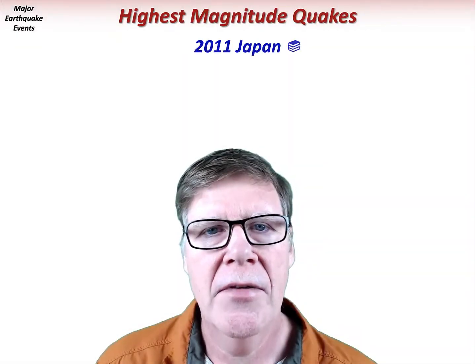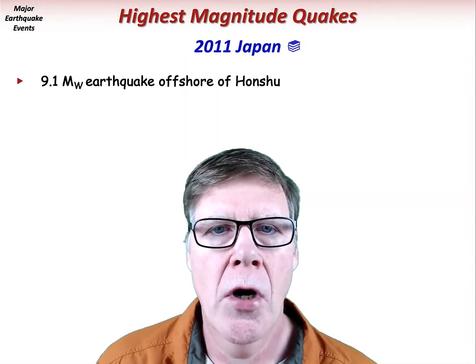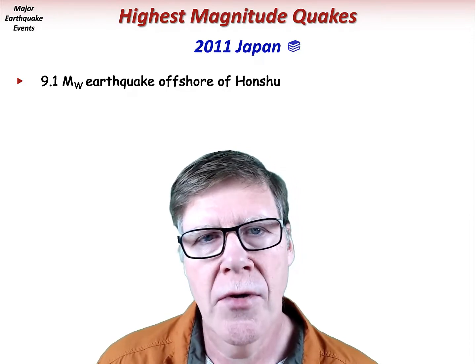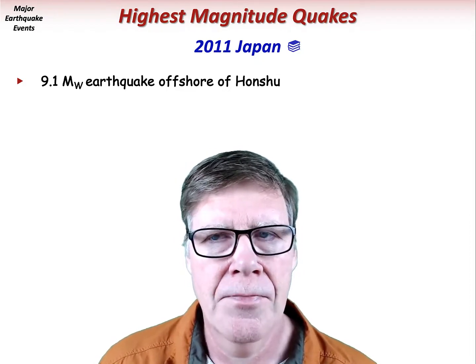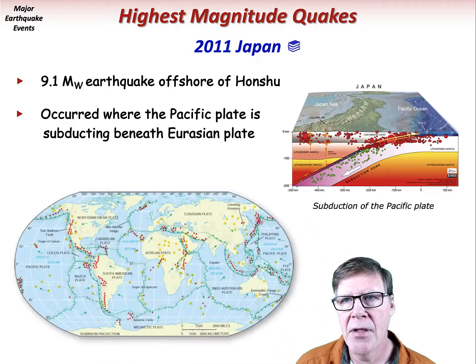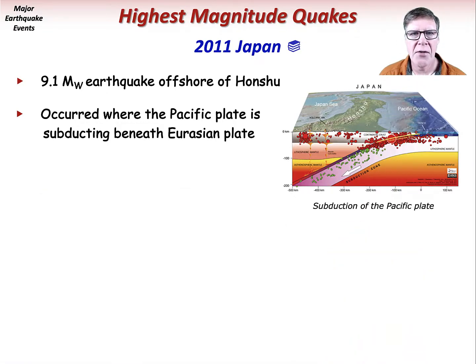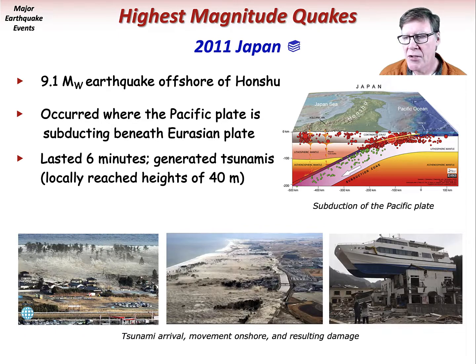The 2011 9.1 magnitude Tohoku earthquake was a subduction zone earthquake that occurred offshore of the Japanese island of Honshu. This earthquake happened where the Pacific Oceanic Plate is subducting beneath the oceanic portion of the Eurasian Plate. The main shock lasted around 6 minutes and generated tsunamis that locally reached heights of 40 meters.